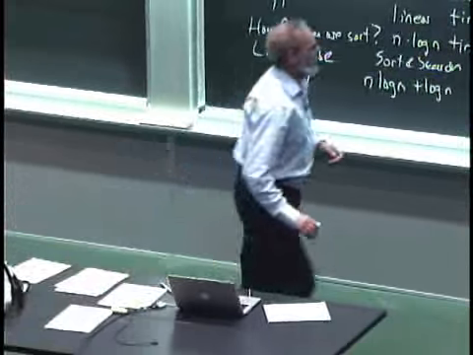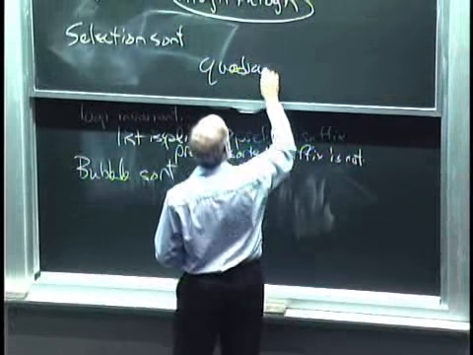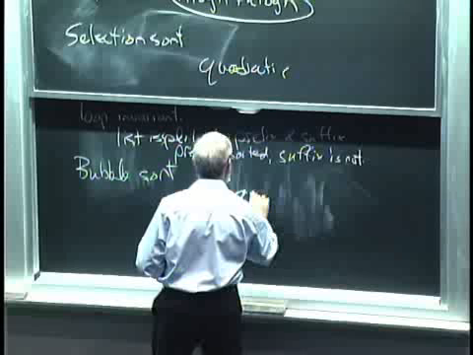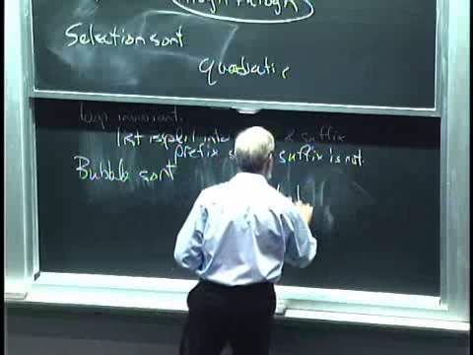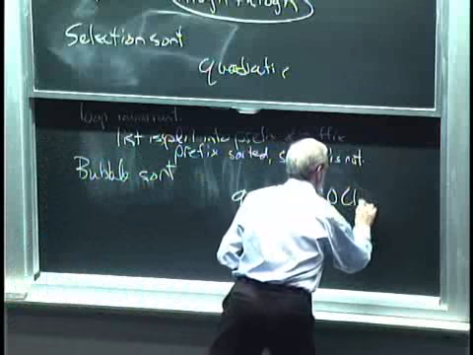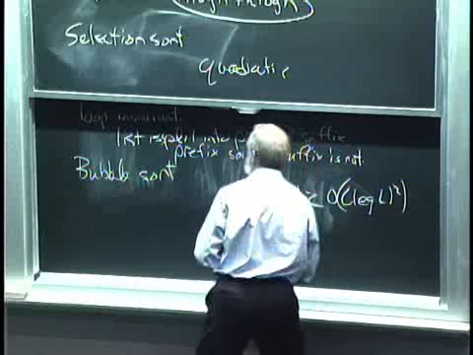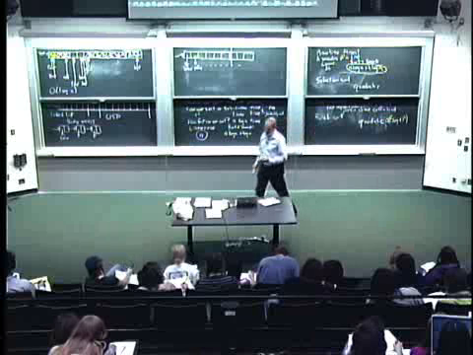Okay, so this is again an example. This was quadratic. And this one is quadratic. And just to write it out, this is order, the length of the list squared. Okay, just to make it clear what we're actually measuring there.